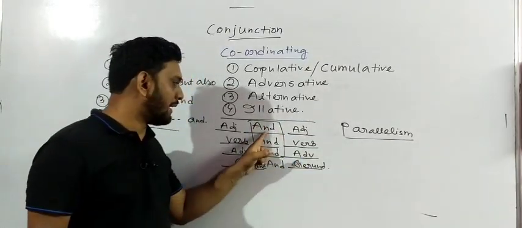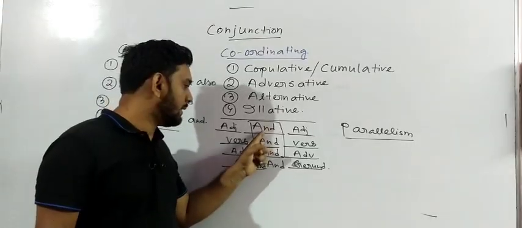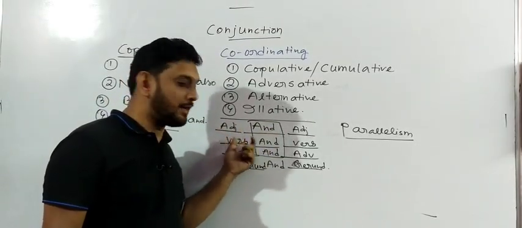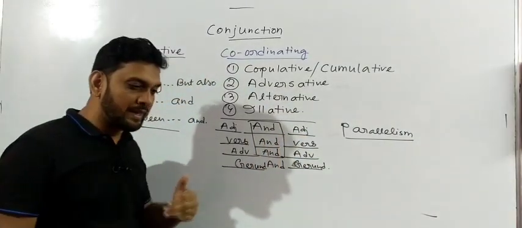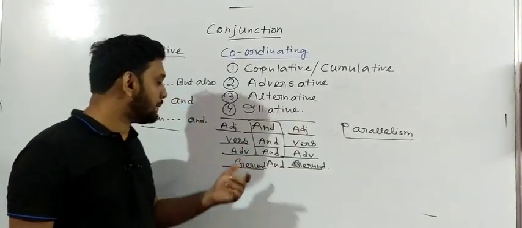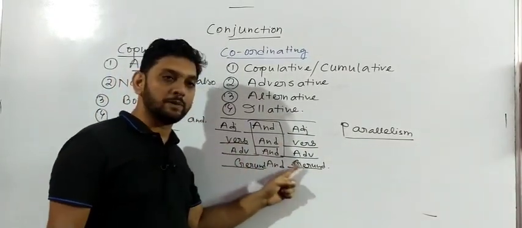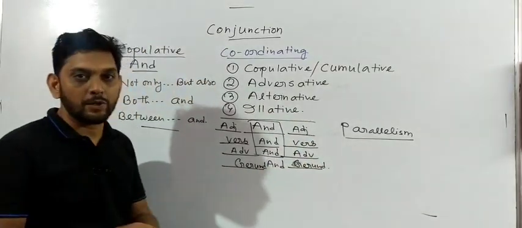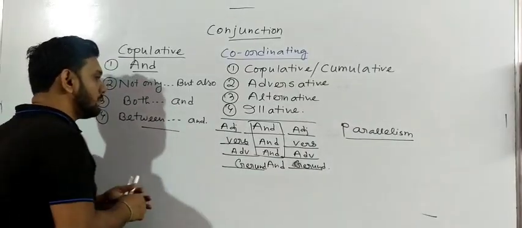That means if and is there, and is a coordinating conjunction, and before and we use an adjective, we have to use an adjective after and also. That means there should be a series. There should be a series of adjectives, a series of verbs, a series of adverbs, a series of gerunds. Let me discuss by giving an example to all of you. Write it down, my friend.